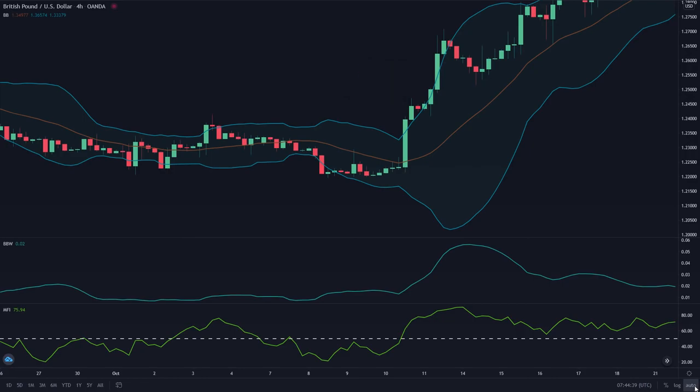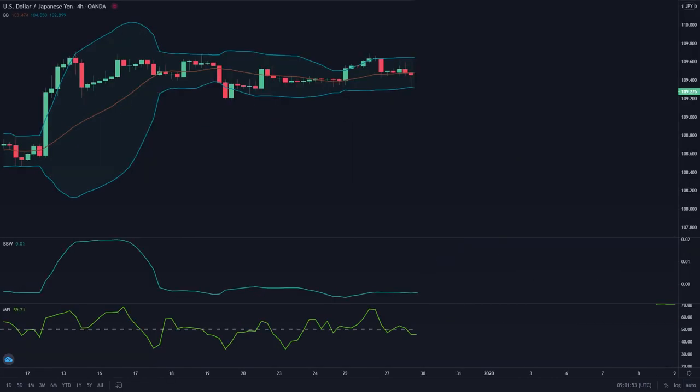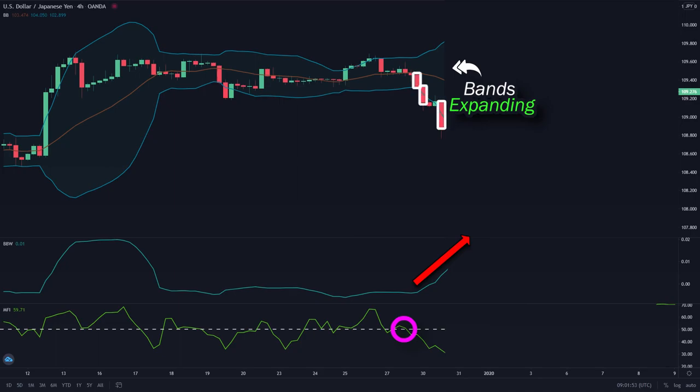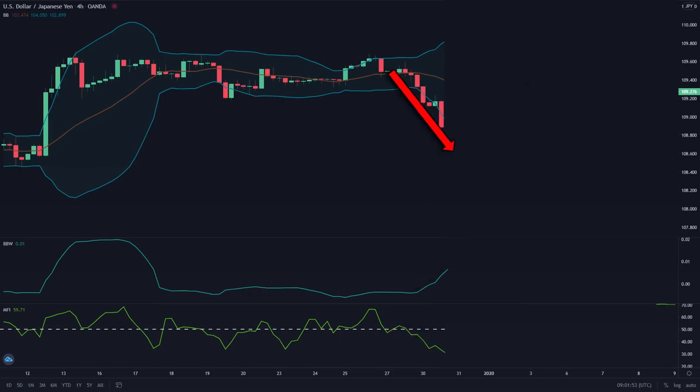Let's look at another example. Here's the dollar yen, and as you can see, the SMA is moving in a flat direction, indicating that the market is on a range. Next, you can see that the bands are starting to expand, which is also signaled by the BBW rising. And over here, we can see that the money flow index crosses below the middle line, which indicates a bearish signal. And multiple red candles were formed. One of them closed below the lower bands. So based on the price action analysis, the breakout is more likely happening to the downside. So this is a good opportunity to take a sell position.